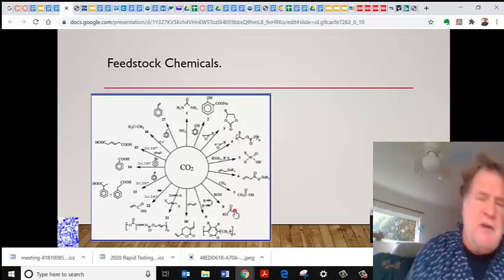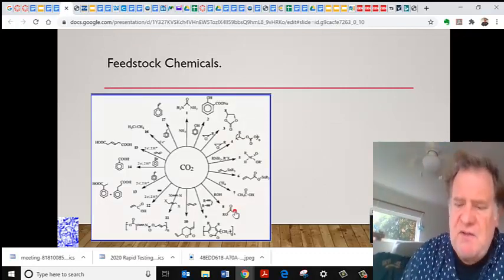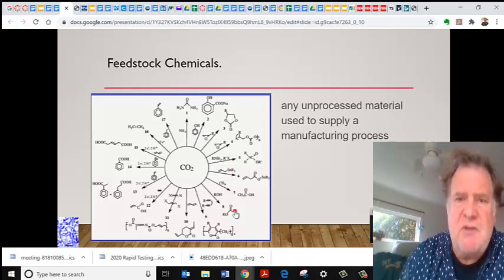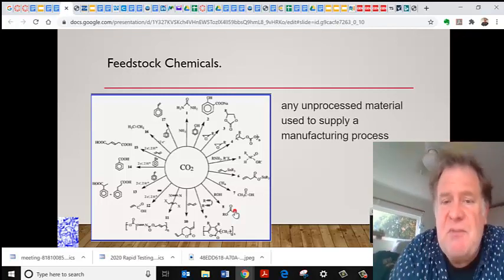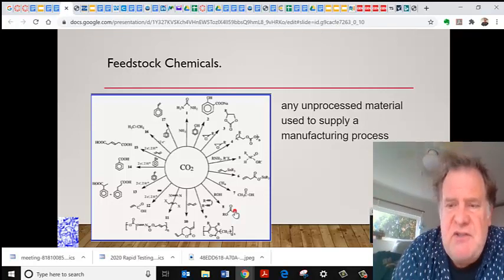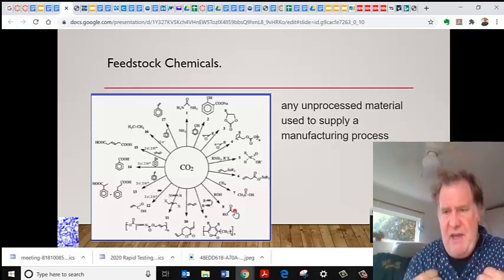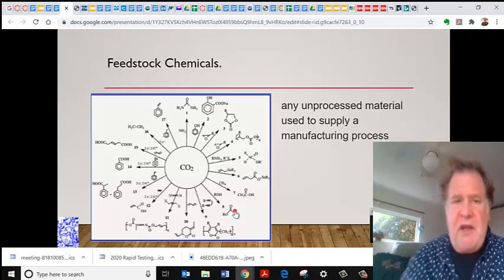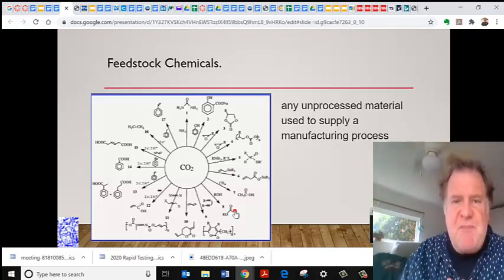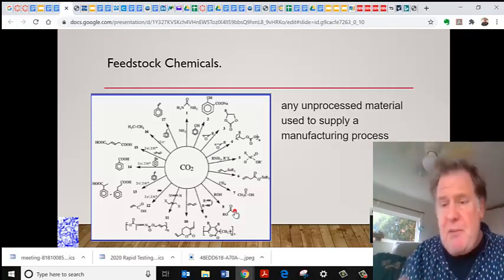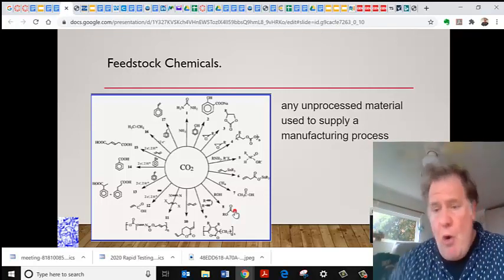Second thing I want to talk about is this thing we call feedstock chemicals. Feedstock chemicals are the chemicals that we use; it's any unprocessed material used to supply a manufacturing process. And so think about all the plastics that we have, the materials for the clothing. All these depend on some of these basic chemicals, and these are great. But right now, these basic chemicals come from our hydrocarbons, basically our oil and things like that.